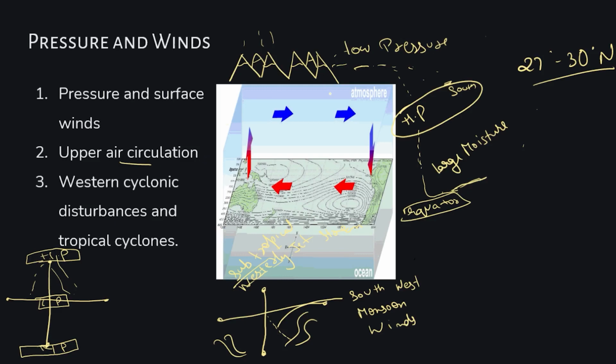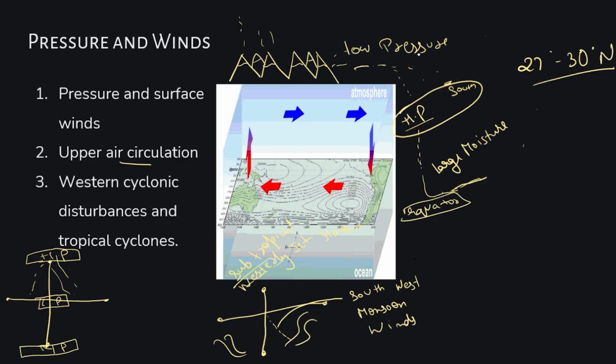Upper air circulation is very easy to understand. Now continuing with this diagram only, we know that high pressure winds move towards the equator. Now these low pressure winds move upwards. When they go upwards to the latitude, I cannot draw above it. So if it goes upwards around 27 degree to 30 degree north.